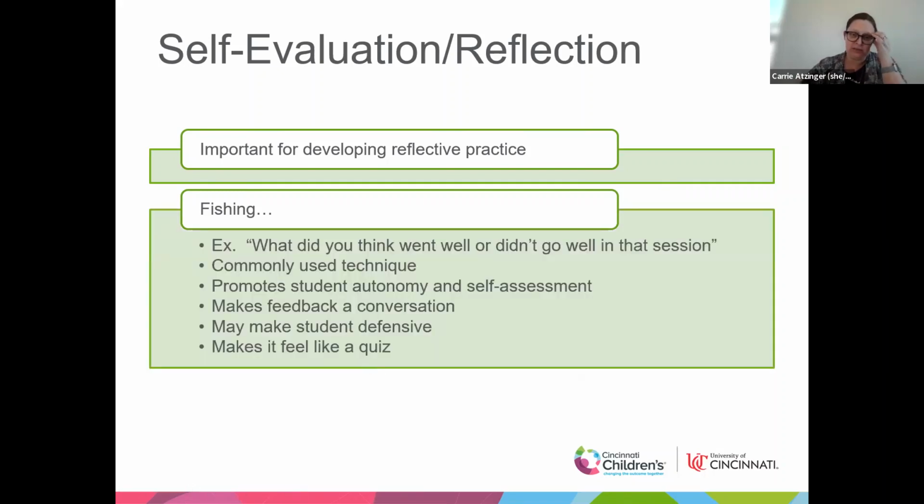And so it's really common to use this technique. It can promote student autonomy and self-assessment, but it can sometimes make students feel defensive or like it's a quiz. And some of that is personality. And so you may just have to talk with students about how to do that. And I think some of the methods we already talked about can help overcome that. So focusing on, hey, let's first talk about what went well. And I can also provide you some feedback there before we start talking about things that may have not gone as well, for example.